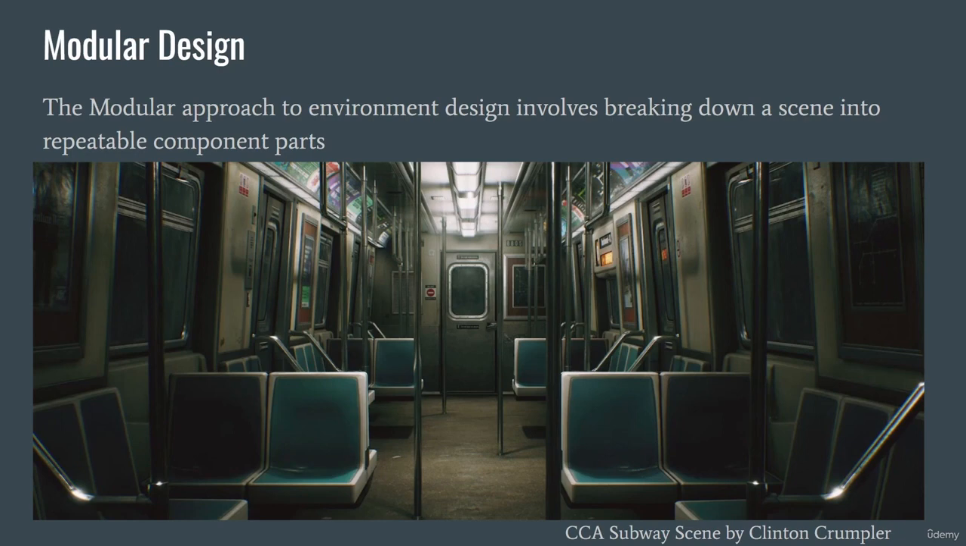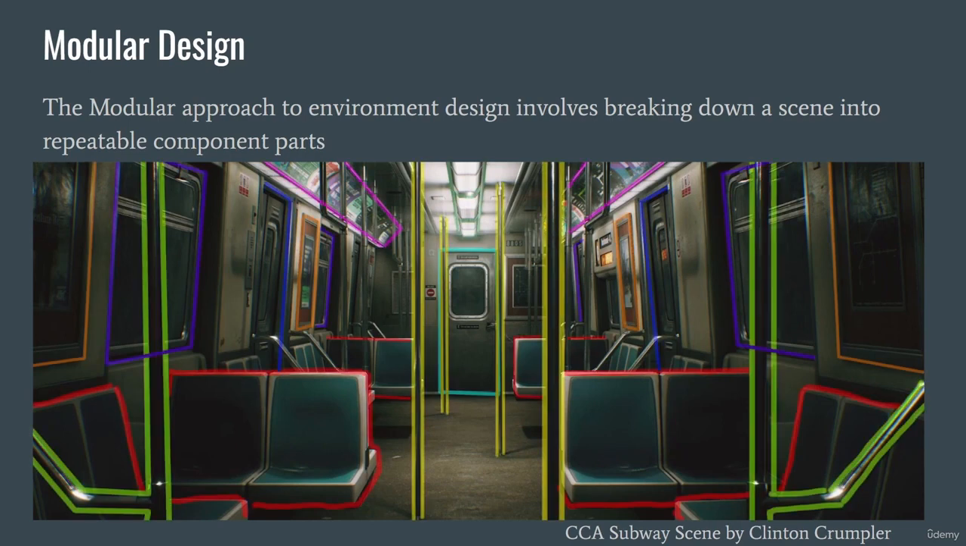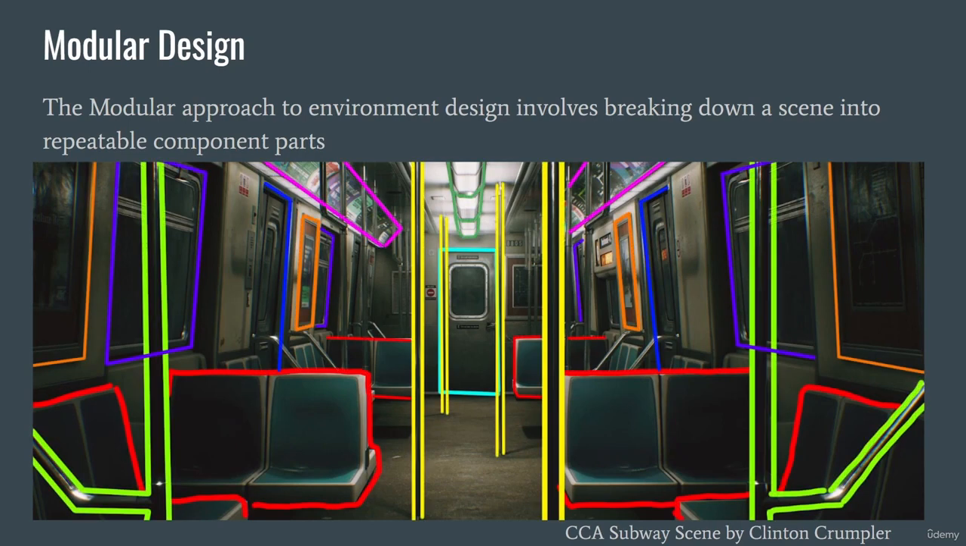Now, this example here is the CCA subway scene by Clinton Crumpler. And we can tell the scene is modular in its design because we have a lot of repeating elements here that are using the same 3D meshes and textures. And just to illustrate this, I've done a quick draw over of just a few of the repeating elements here. So everything highlighted in red is the same chair texture, everything in yellow is the same pole texture, the doors, the windows, the lights on the top, and so on.